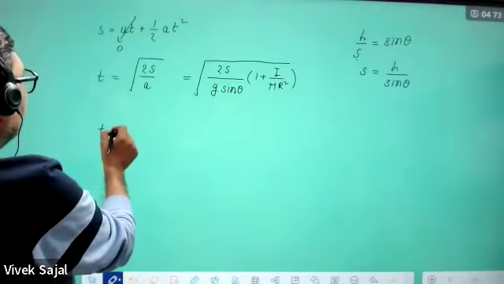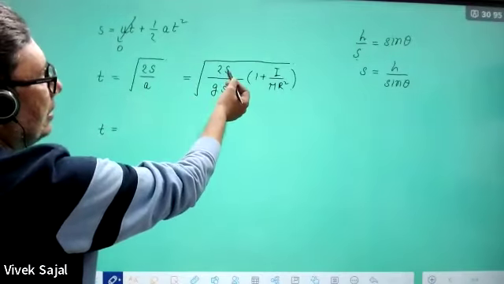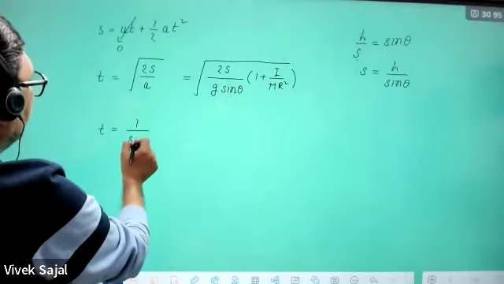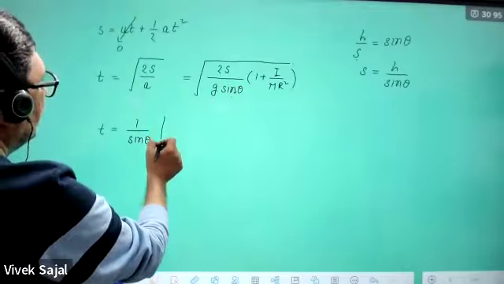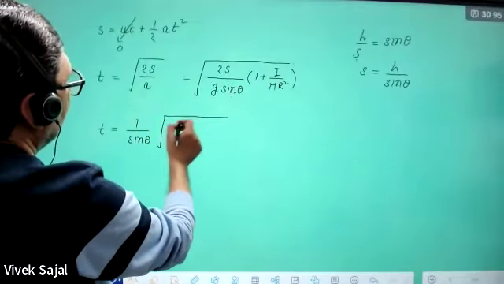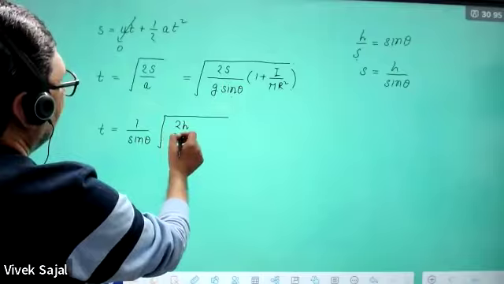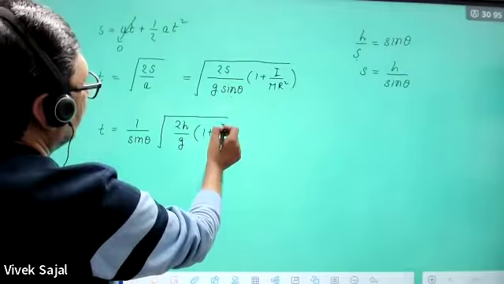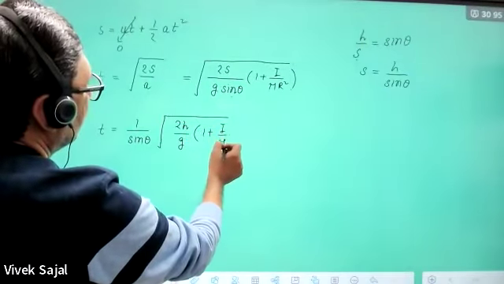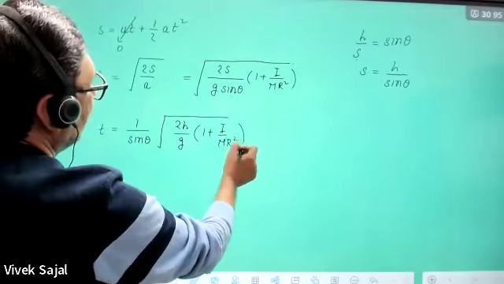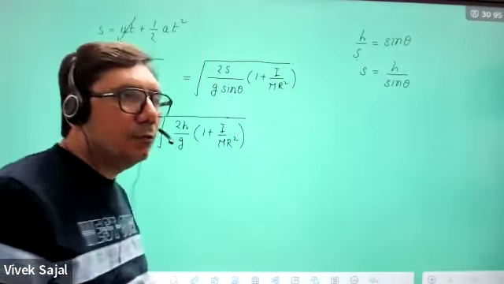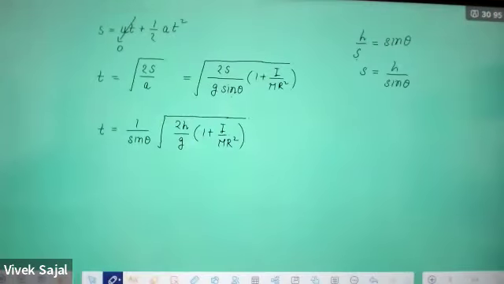So what will be the time? Here it will be h upon sine square theta. So 1 upon sine theta will be out, and this will be square root of 2h upon g times 1 plus I upon mr square. This will be the time taken by the sphere, by the cylinder, by the disk to reach the lowest point. This is the time taken.